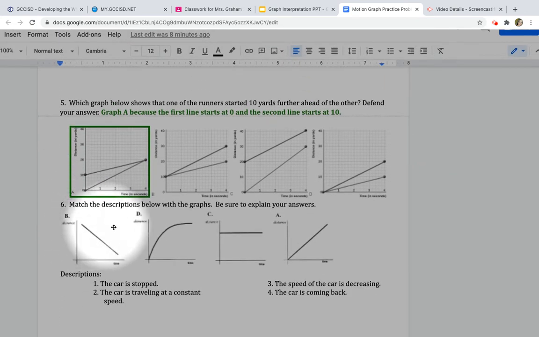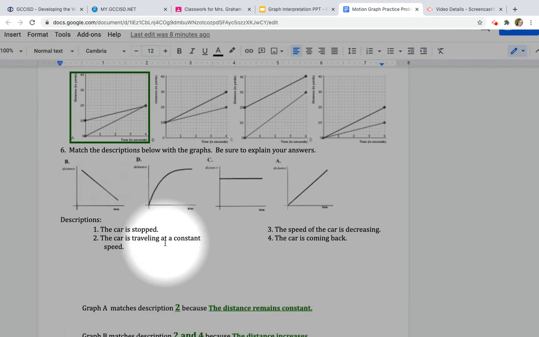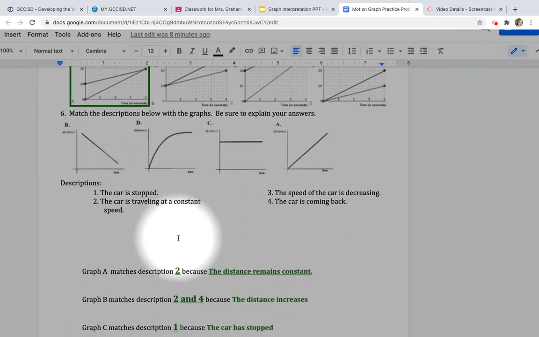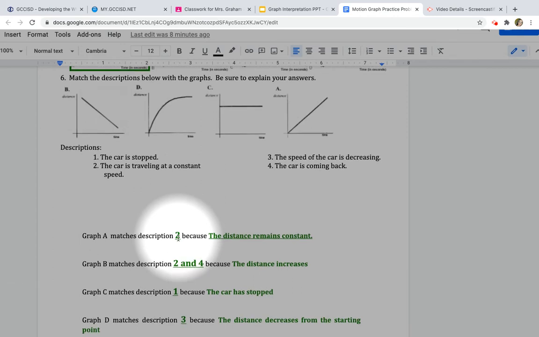Number 6, match the descriptions below with the graphs. Be sure to explain your answers. Now, this one is a kind of tough one. You had to really think and really look at these graphs. And if you notice, these graphs are not in order. So, graph A is over here, C is right here, D is right here, B is right here. So, you had to really pay attention.